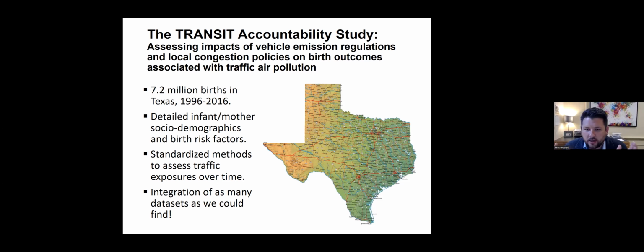And so we took CoreLogic property data, for example, where we have the sales records of the houses, as well as the characteristics of the houses, and linked that at an individual level to mothers' addresses in the Vital Statistics data.